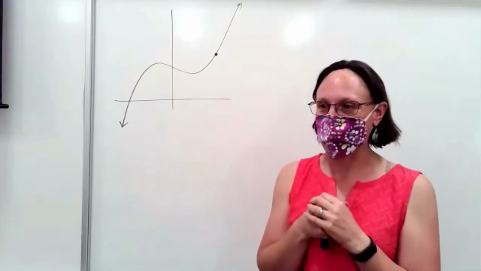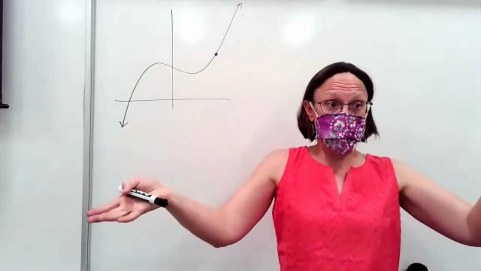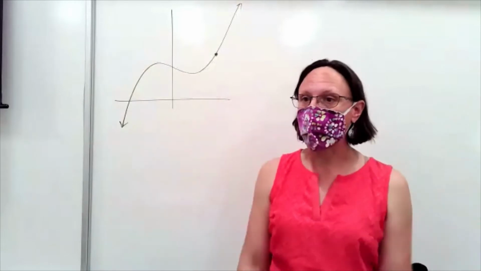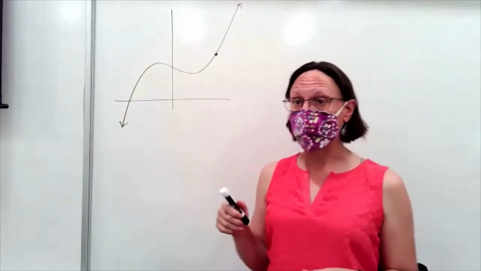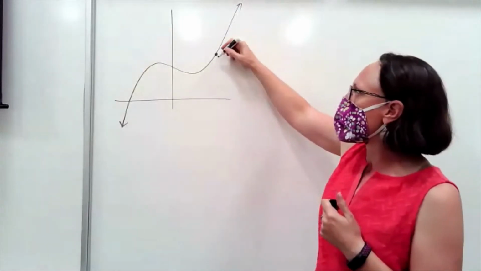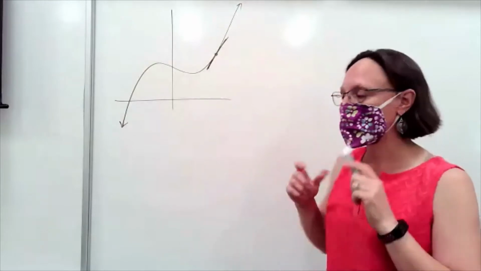What else is it going to tell me? Totally. Our second derivative is going to let us know whether it's a concave up kind of graph or a concave down kind of graph. And specifically thinking about that first derivative, if I'm looking at it at a particular point, then that derivative is telling me the slope of the curve at a particular point.